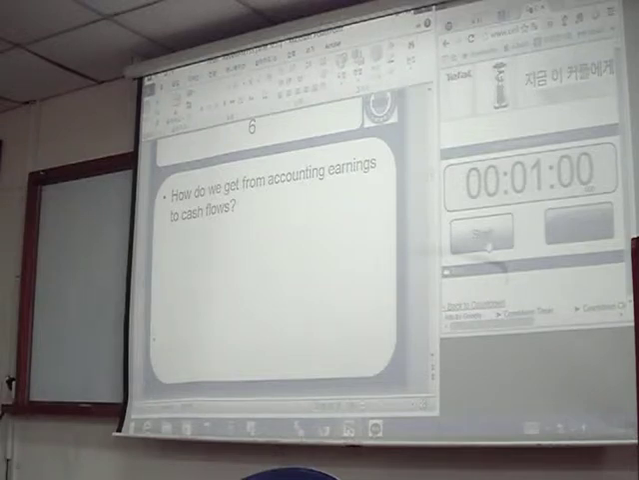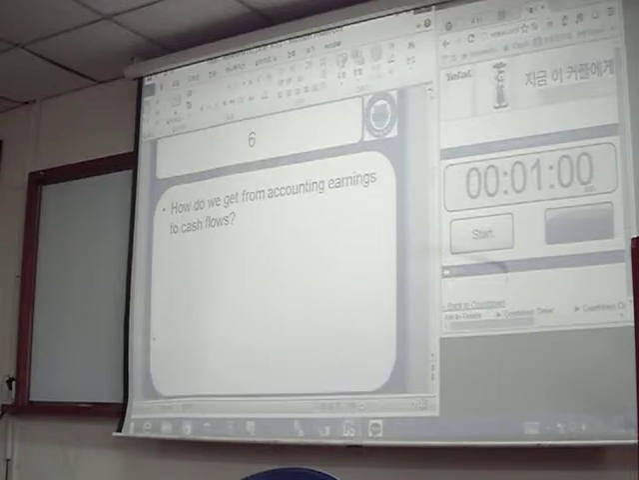Okay, so question 6. How can we get from accounting earnings to cash flows? So, especially in the past, we use accounting earnings. The accountants use accounting earnings. So, what's different between using accounting earnings and cash flow?